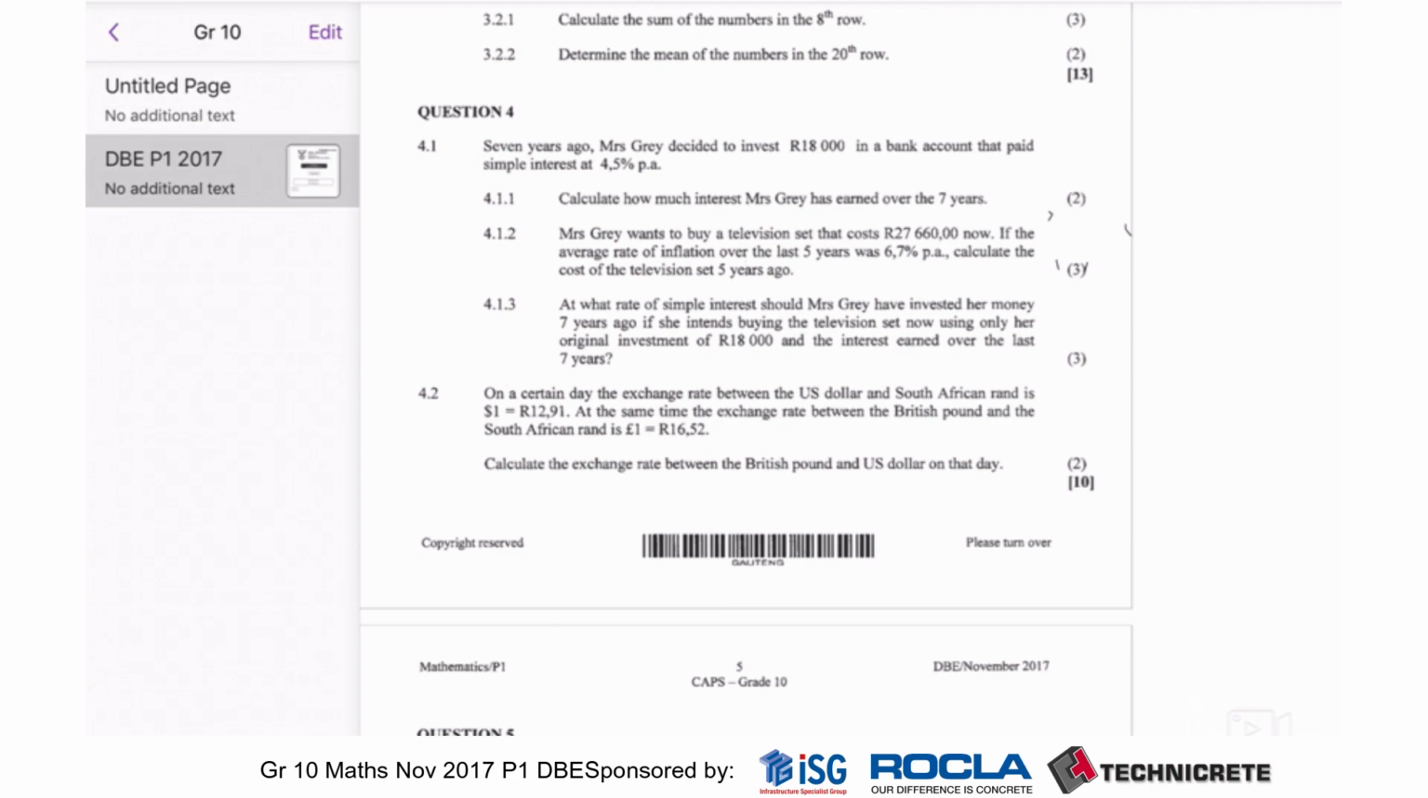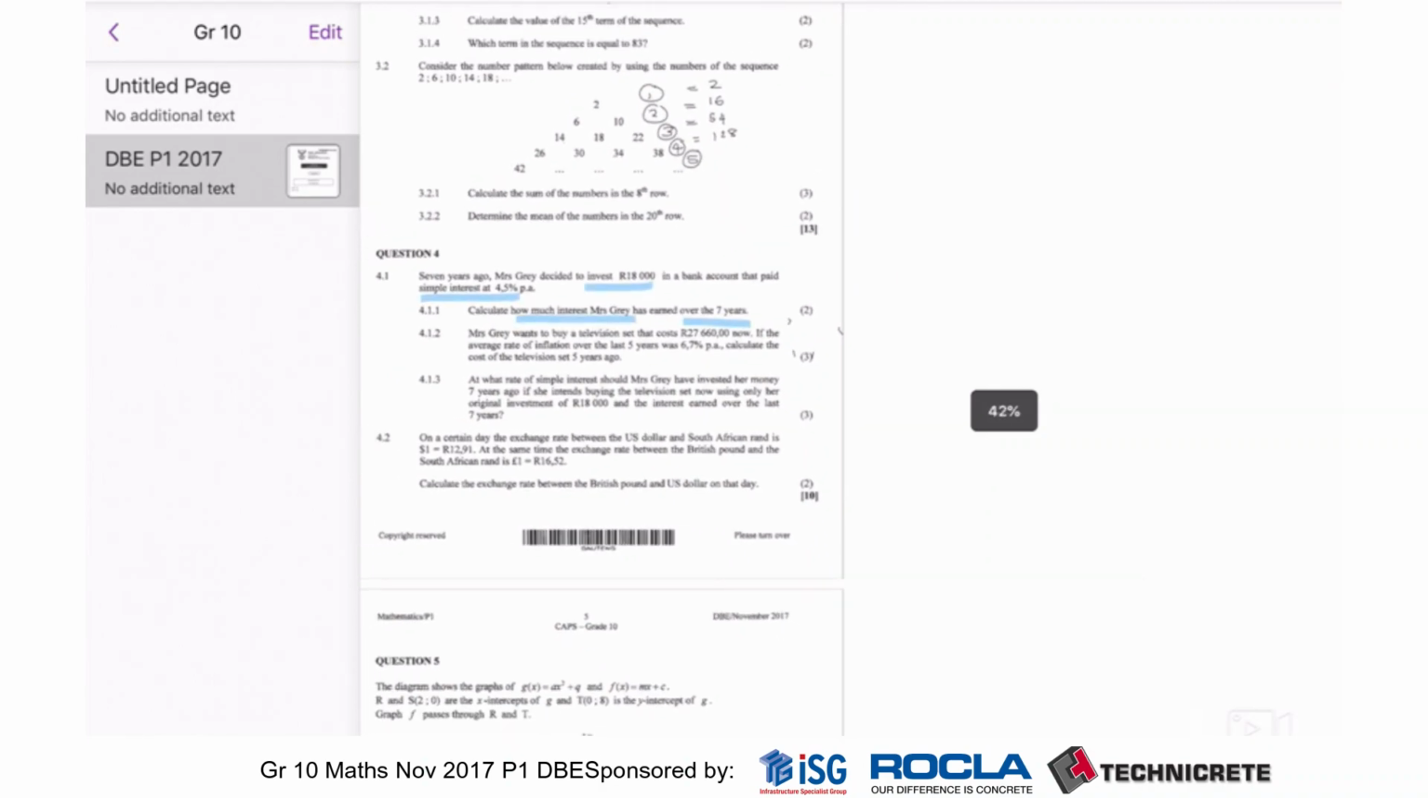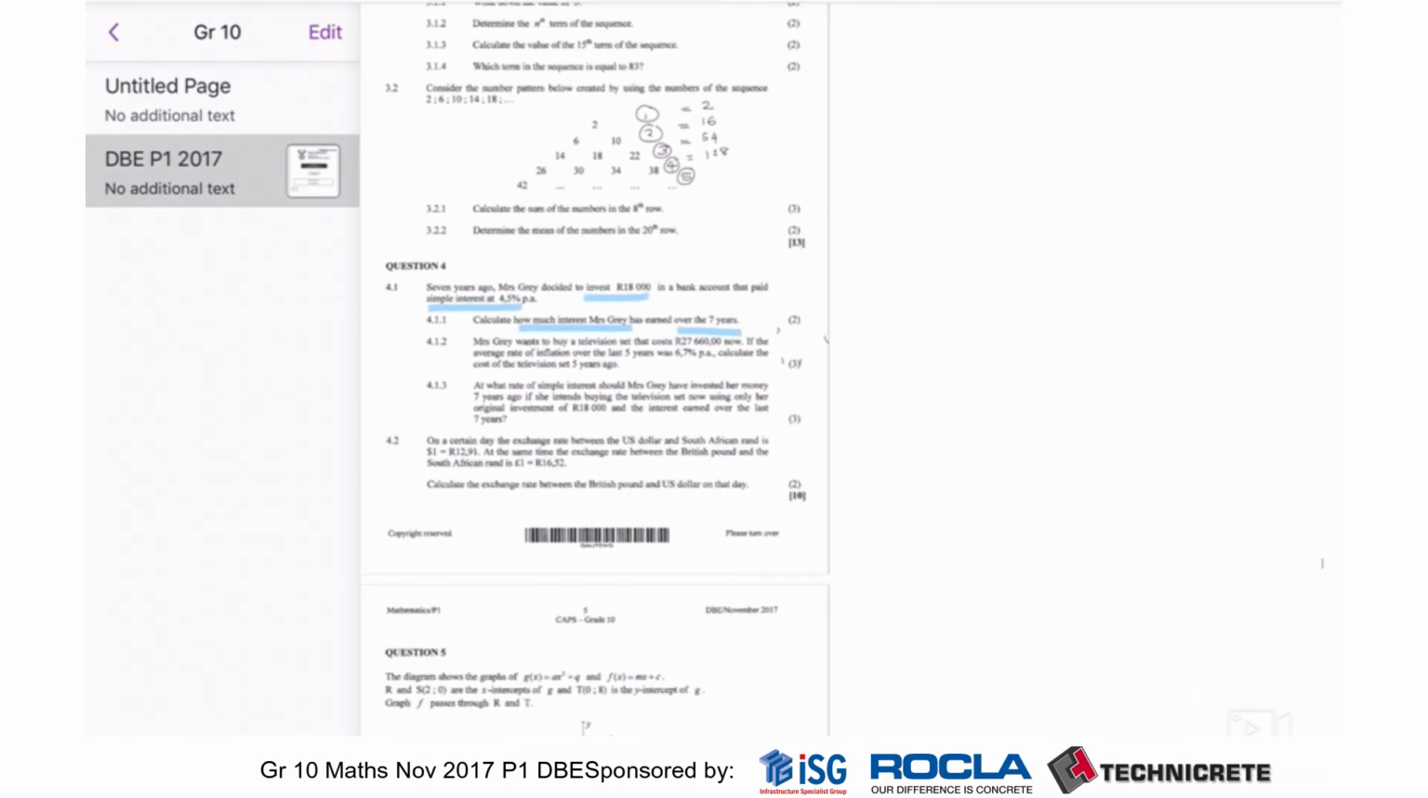So it says 7 years ago, Mrs. Gray decided to invest 18,000 in a bank account that paid simple interest at 4% per annum. Calculate how much interest Mrs. Gray has earned over the 7 years. Okay, so simple interest is what we're trying to calculate.